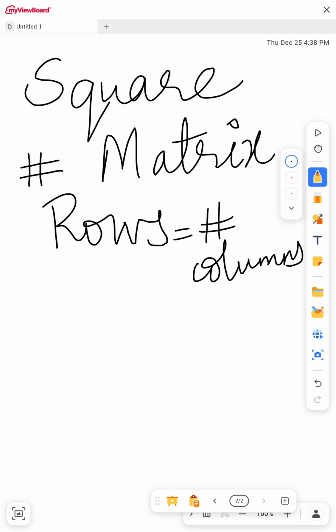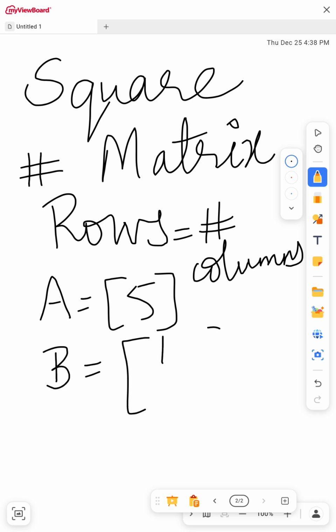Okay, now let's suppose the following are examples of square matrices, like A is equal to 5. This is an example of a square matrix, or B is equal to 1 2 3 4. It has 2 rows and 2 columns, so this is a square matrix. It has an equal number of rows and equal number of columns. In the case of matrix A, we have 1 row and 1 column.